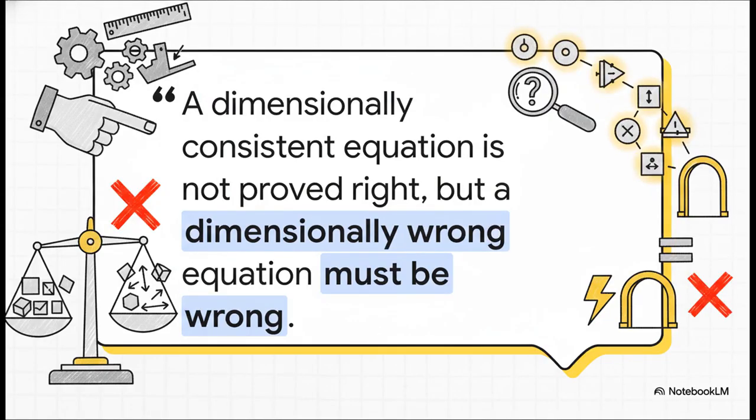Checking the dimensions of an equation is an incredibly powerful sanity check. If the dimensions on one side of the equal sign don't match the dimensions on the other side, the equation is guaranteed to be wrong. Period. No exceptions. Now, if the dimensions do match, it doesn't automatically mean the equation is right, but it means it at least has a fighting chance.